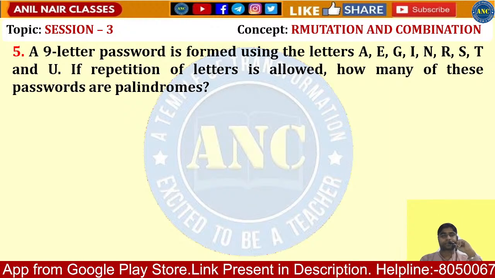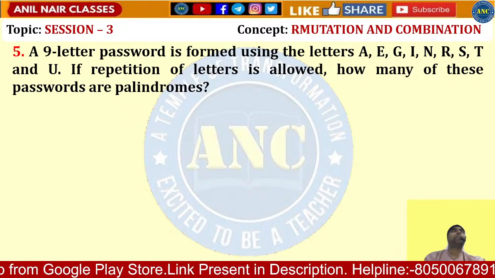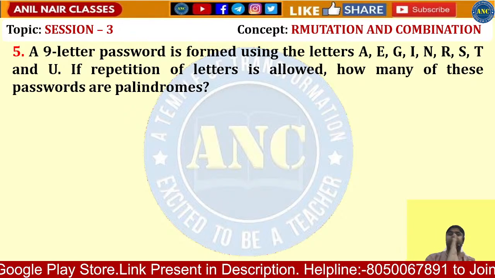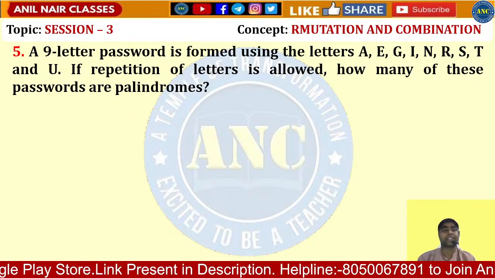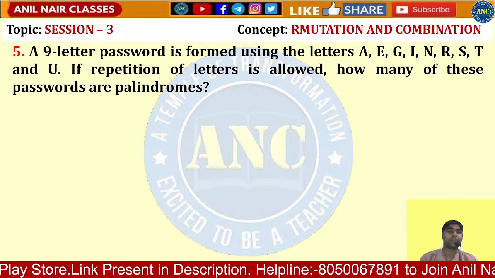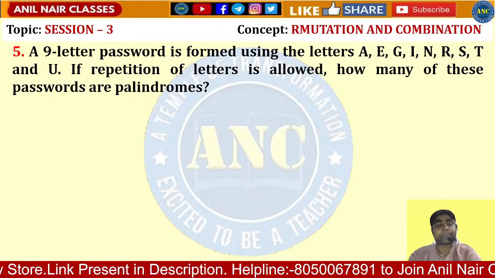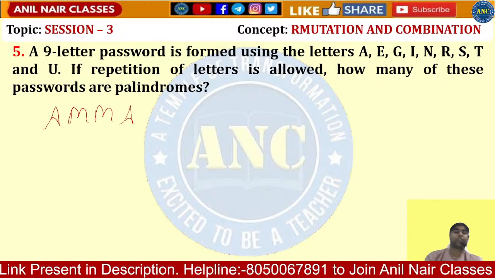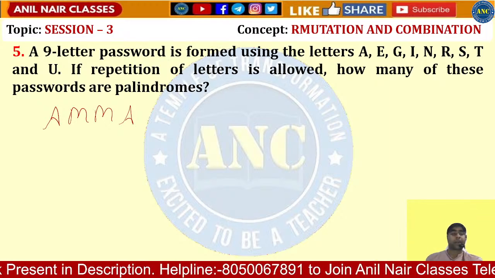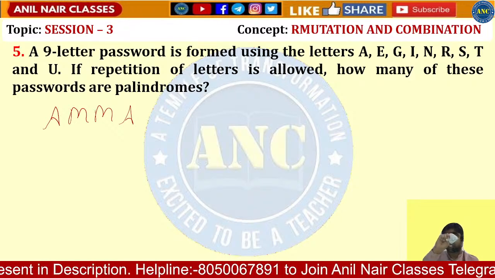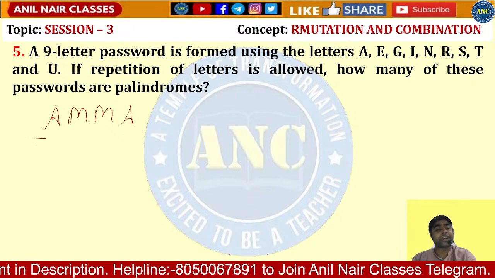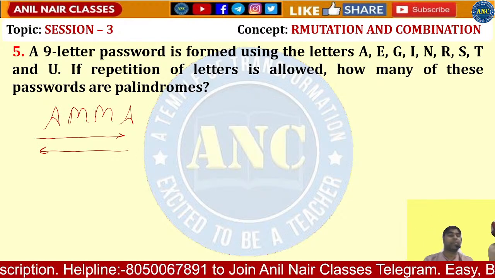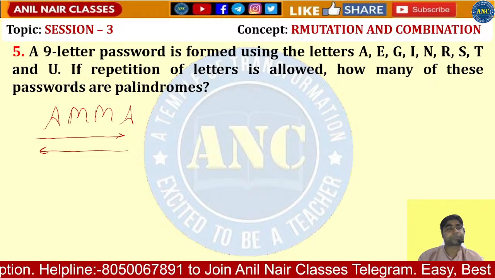So what are palindromes? The numbers or the words which, when seen from left to right and right to left, give us the same answer is something which I call a palindrome. For example, the word amma. What will it be? A palindrome. You read it from here to here or from here to here. It would be AMMA and AMMA. So it is a palindrome.